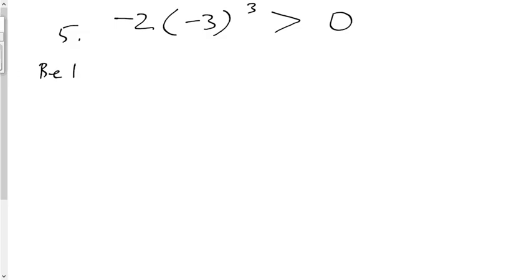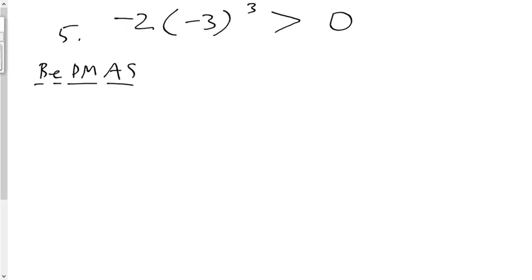Question 5 says negative 2 multiplied by negative 3 to the exponent of 3 is greater than 0. Is this true or false? So really it's a BEDMAS question. Can you solve this with BEDMAS? Of course, in BEDMAS we have B, E, D, M, A, S. We have 4 steps.